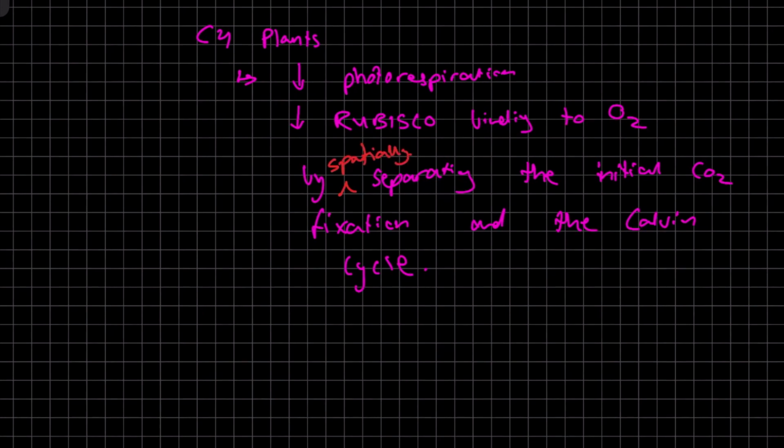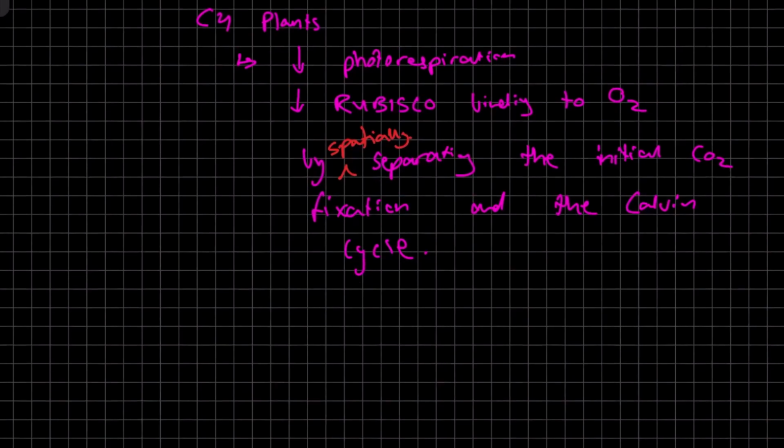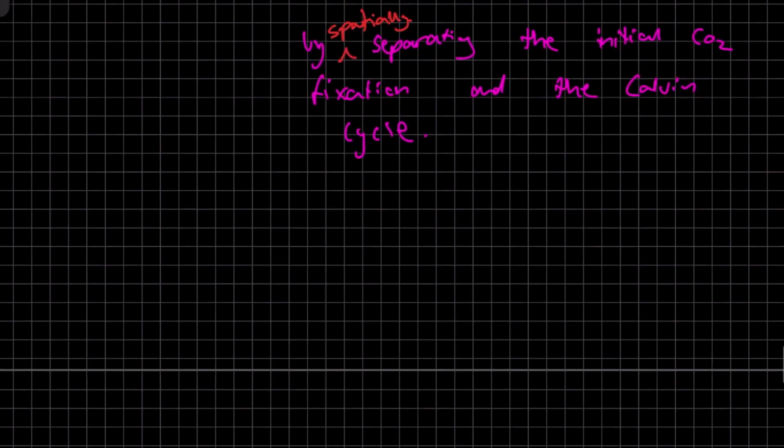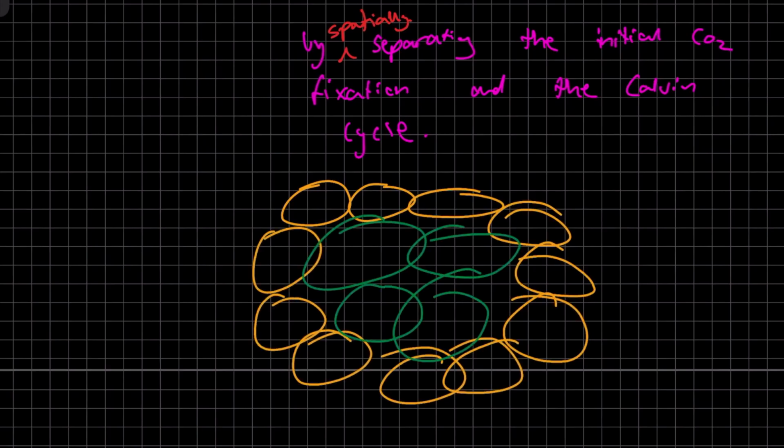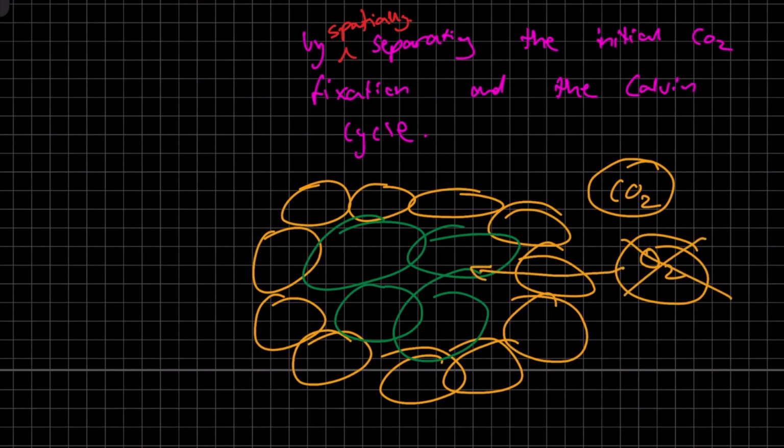To understand this, we must understand that the C4 plants have two types of plant cells within them. In our C4 plants, we have our mesophyll cells located on the outside and our bundle sheath cells on the inside. These mesophyll cells are in direct contact with the carbon dioxide and the oxygen in the air. So these mesophyll cells are able to choose between carbon dioxide and oxygen, and then they are able to stop oxygen from passing through these cells into the bundle sheath cells.